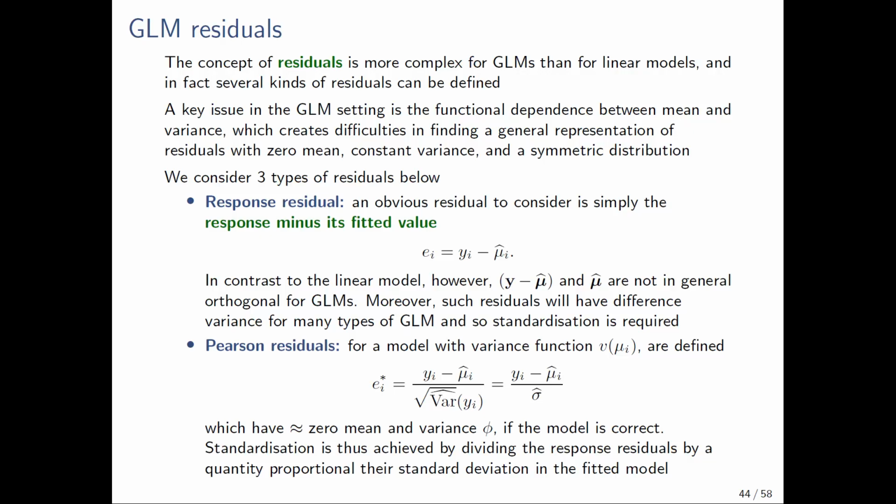This leads to the second type of residual, one that is standardized. It's called the Pearson residual. For a model with variance function v of mu_i, the Pearson residual divides the response residual by a quantity proportional to its estimated standard deviation in the fitted model. And Pearson residuals have approximately zero mean and variance phi if the model is correct.